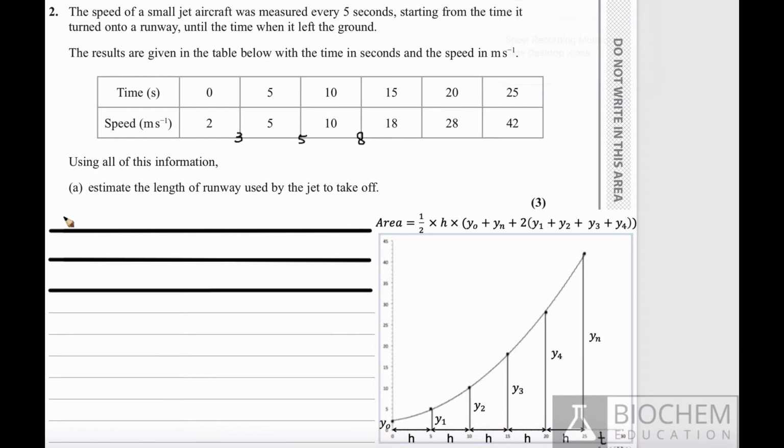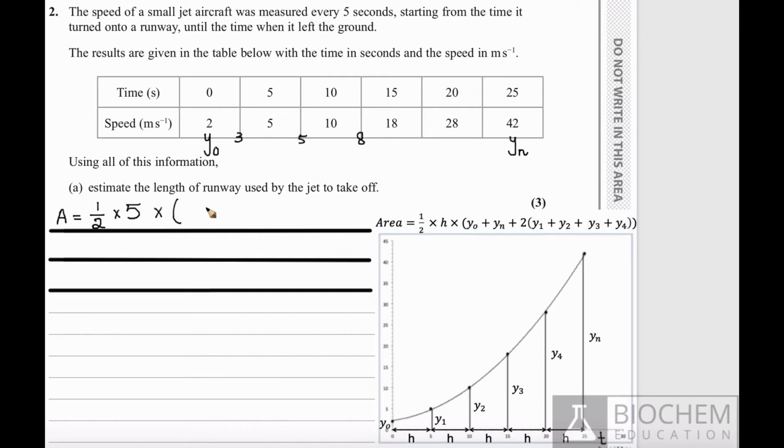Applying the Trapezium Rule, we can say area under this graph is equal to half times h. h is the width of each of the 5 strips, which is constant at 5 seconds. So multiply this by 5 times, what is y0? y0 is the initial height at time 0. So this is our y0. And yn is the last value of the speed. This is our yn. And all the values in between, 5, 10, 18, and 28, are values from y1, y2, y3, and y4.